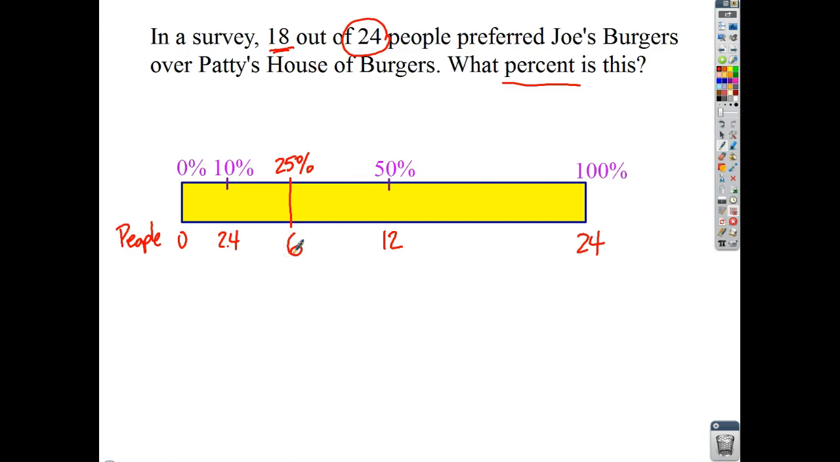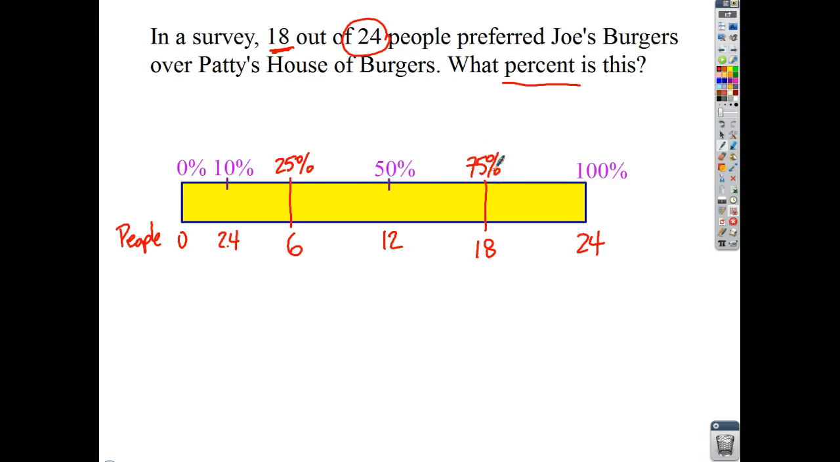Okay, well, if you look, we need 18, right? 18 is going to be somewhere in here. Actually, it's halfway between. Well, if we know that 6 is, right, we can go by 6 here. So 6, 12, 6 plus 12 is 18. And if I do 25% and 50% together, I get 75%.